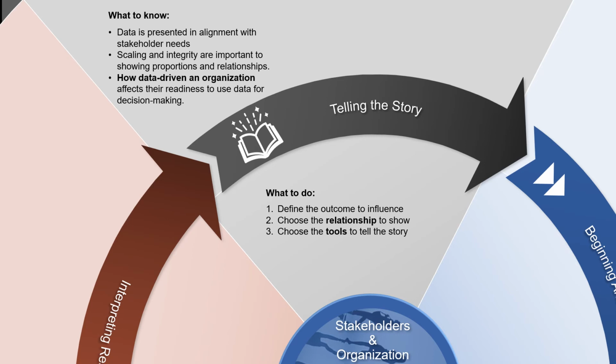The steps of what to do: define the outcome that the analysis is intended to influence. So come right back to the beginning. What is the outcome? What's the change that's intended to be provoked by this analysis? Choose the relationship to show. So is this a comparison? Is it one thing different than another? Or is it a distribution, that things are happening in one particular way? Then choose the tool that will help tell that story, and we'll look at some of the tools in just a minute.